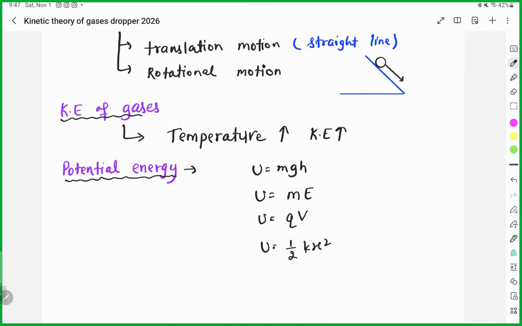Potential energy is the energy by virtue of configuration. It is always because of the configuration, position. Example, if you keep your pen on the ground, in this case potential energy is zero. But if you hold your pen in hand for a long time, your hand will pain. Why? Because of the height, this pen is having potential energy.